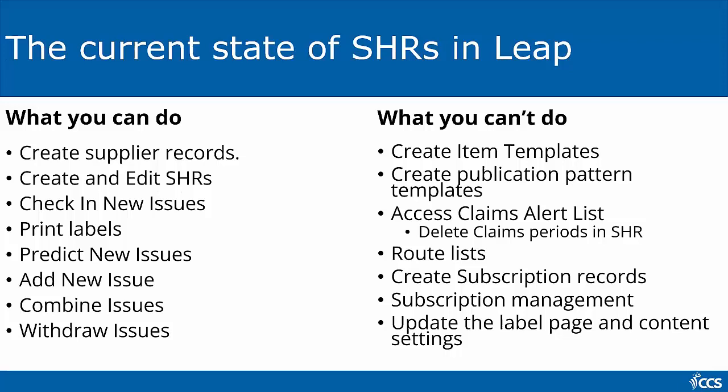So with the version 7.4 upgrade, the majority of serials functionality is now in LEAP. This means you can create supplier records and serial holdings records. The check-in records have full functionality, including printing serials labels and withdrawing issues. However, new item templates and publication pattern templates still need to be created in the client, but you can add your publication patterns from scratch or copy the existing ones.